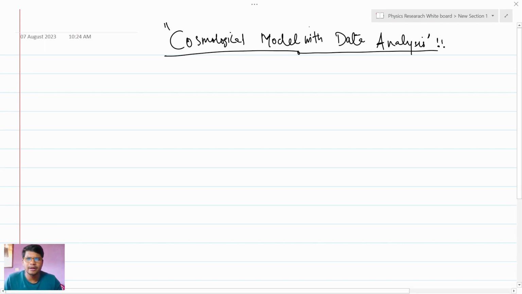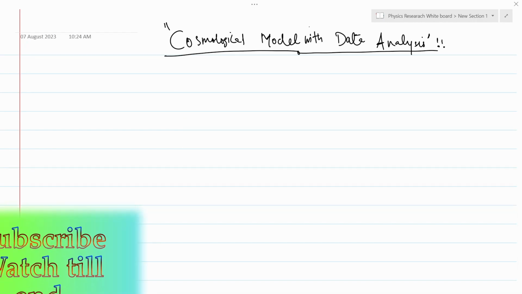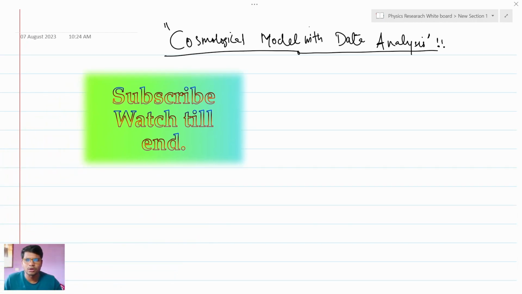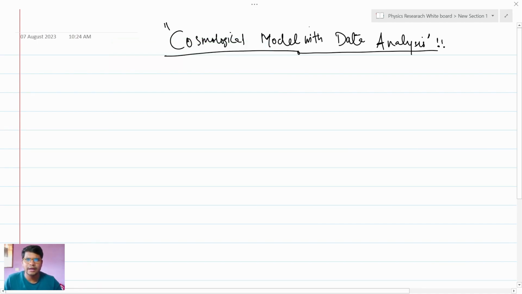So previously I made a video showing you how to install some software, and you can use those software to work with the data and fit your model, whatever model you have. So today we are going to understand the code and also see how these models can fit with data. So let's get started.